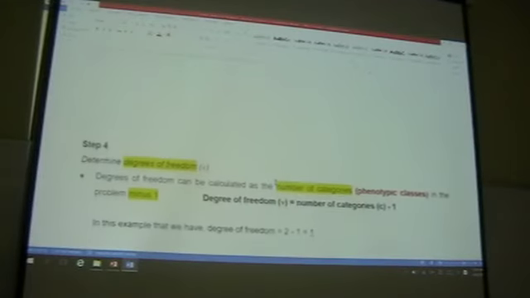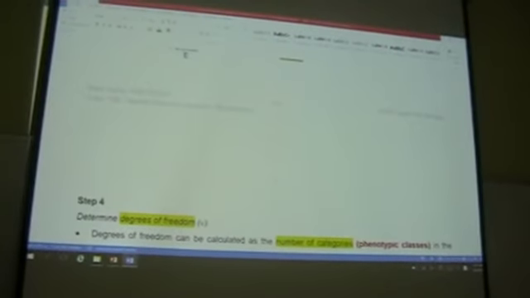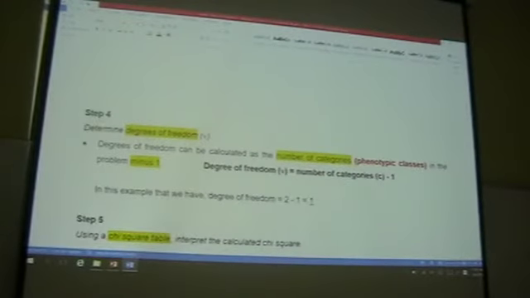What is the degree of freedom? Once again, can you put an annotation in your lecture notes? Degree of freedom here is number of phenotypic classes minus 1. In this case, the degree of freedom is 1.